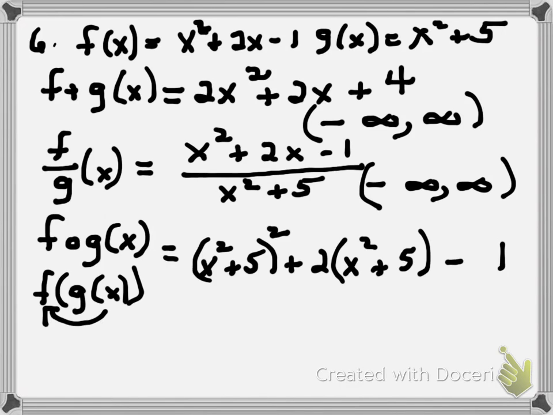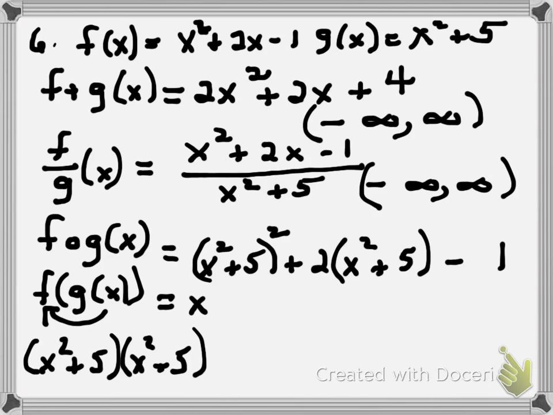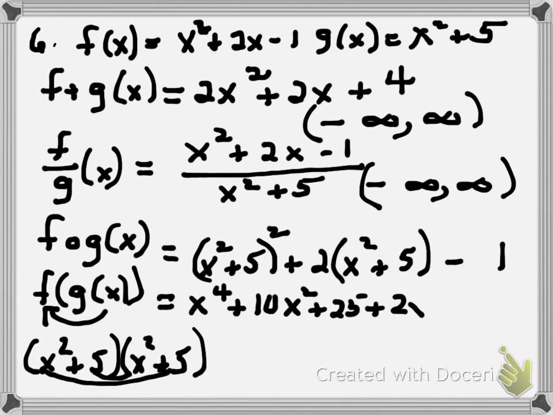Now if I'm squaring x squared plus 5 times x squared plus 5, the first terms of each give me x to the 4th. Then a 5x squared and 5x squared is 10x squared. And then 5 times 5 is 25. Distributing the 2, I get 2x squared plus 10 minus 1.